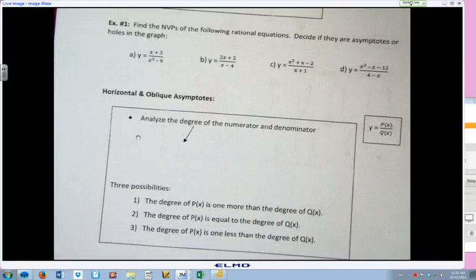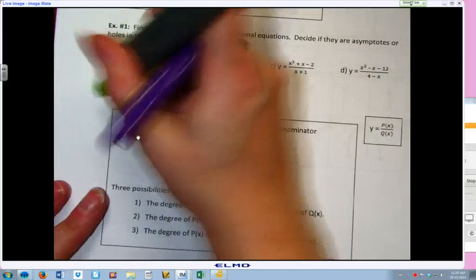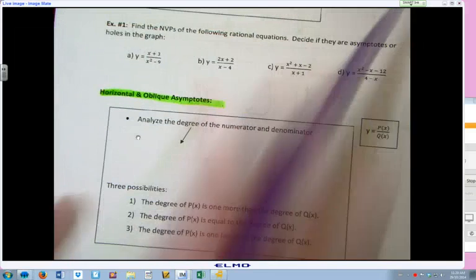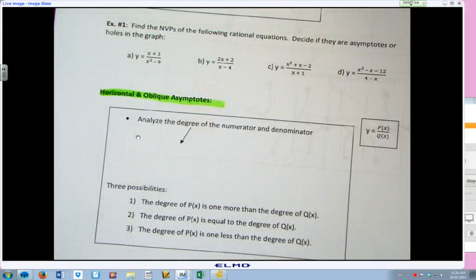Okay, horizontal are kind of new. Oblique is definitely new. Last year I was like, I'm not supposed to talk about horizontal, but it seems so funny to me to graph without talking about it. So I was just like, draw it, but don't worry about it. Now we're going to worry about it, and I'm going to tell you the math behind where it comes from.